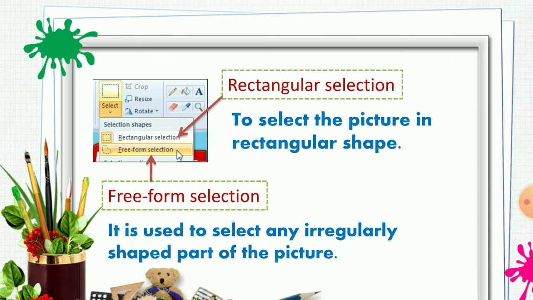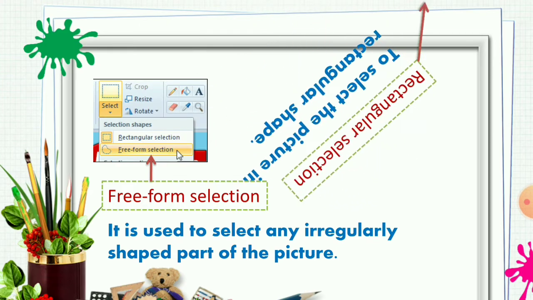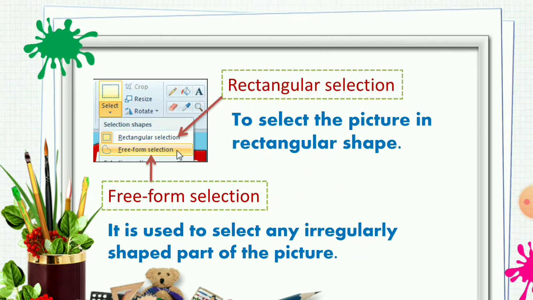Now let's see the parts of selection tool. You can see on this screen there are two parts of selection tool. When you click on the select tool, it will show us two selection tools: rectangular selection and freeform selection. First is rectangular selection. So as its name, it is used to select the picture in rectangular shape. It means when we click and drag our mouse, the selection area will only be rectangular shape. We can select the part of picture in only rectangular shape.